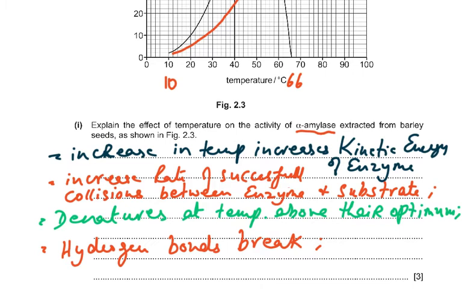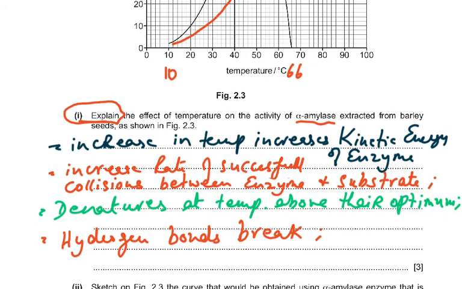Increase in temperature increases the kinetic energy of enzymes, so there is an increased rate of collisions between enzyme and substrate, and the enzyme denatures at temperatures above its optimum, which of course results in the breakage of the hydrogen bonds. So please remember, whenever it's an explain, you have to give me the biology part of it. But if it's a describe, then there is no biology, and you just have to give me the description of the graph. So that is all you have to do.